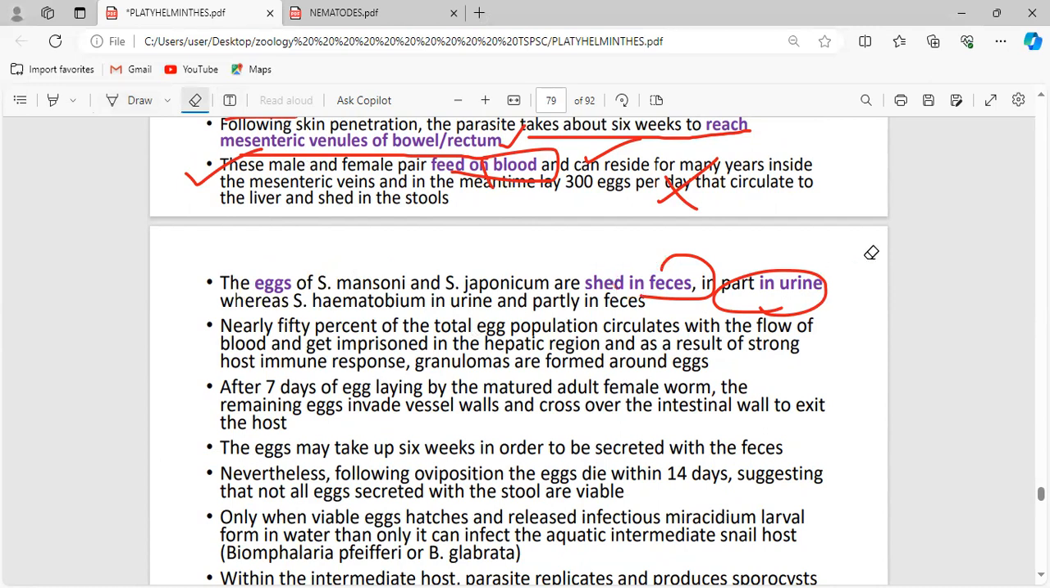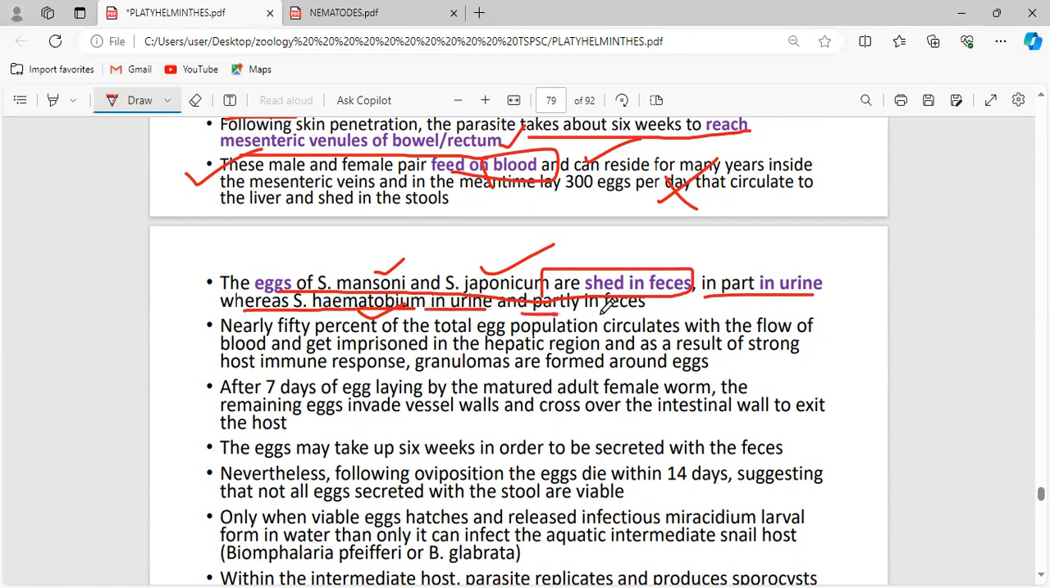See, this is where a difference will be there. We have studied 3 different species of Schistosoma: Mansoni, Japonicum, and Haematobium. The eggs of Schistosoma mansoni and Japonicum are shed in feces and in part in urine, whereas Schistosoma haematobium sheds in urine and partly in feces. What is the meaning of this statement? With respect to Mansoni and Japonicum, majorly the eggs will be released in the feces, only some in the urine. But in haematobium, majorly they will be released in the urine. Only some of the eggs will be released in the fecal matter.